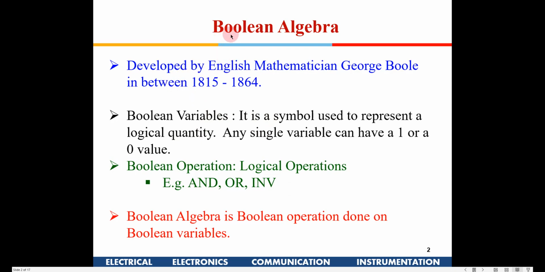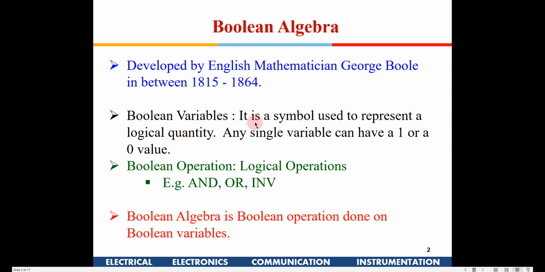We are going to learn about Boolean algebra in today's class. It was first developed by a mathematician known as Boole, so from there this name Boolean algebra has come. The Boolean algebra is nothing but Boolean operation done on Boolean variables. So what are Boolean variables? A Boolean variable is a variable in the digital domain.